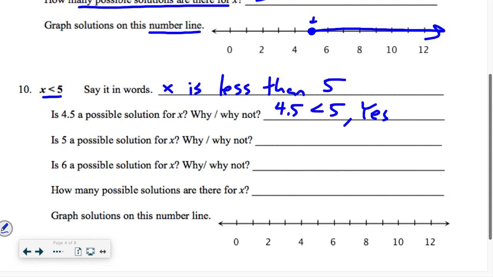Yes. Is 5 a possible solution for x? Is 5 less than 5? No. And this is the big difference. 5 is not included because we are not saying "or equal to." We're only saying less than.